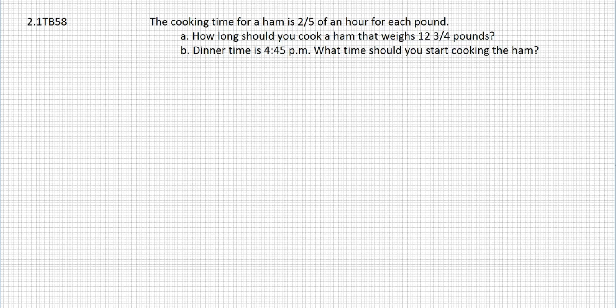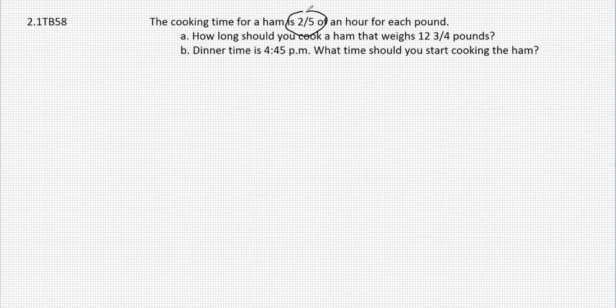The cooking time for ham is 2/5 of an hour for each pound. How long should you cook a ham that weighs 12 3/4 pounds? Dinner time is 4:45. What time should you start cooking the ham?